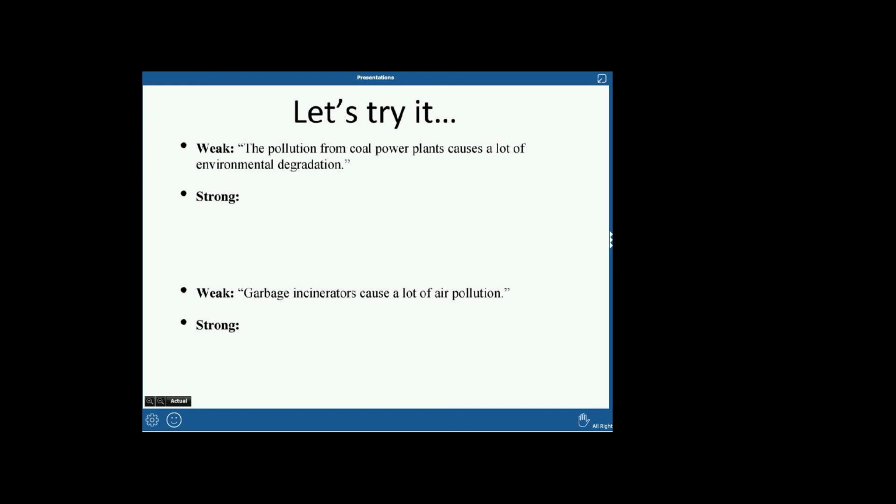Basically, if your parents could answer the question, I guess there are some kids in our class whose parents work for the EPA, in which case it might not be a good sense. But if a normal parent could answer the question, if your parent is not an environmental scientist, then maybe you're not detailed enough.